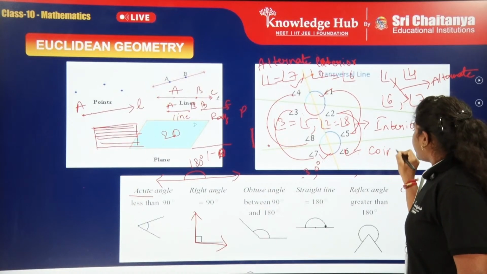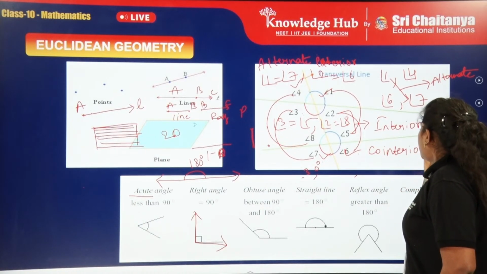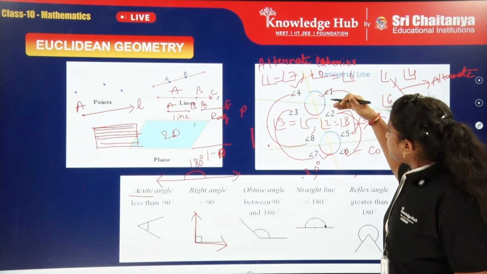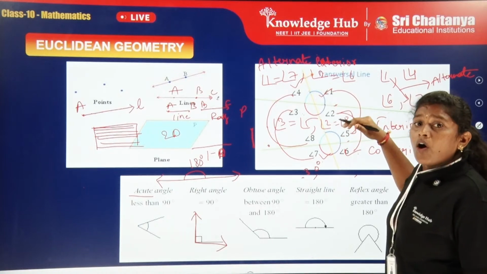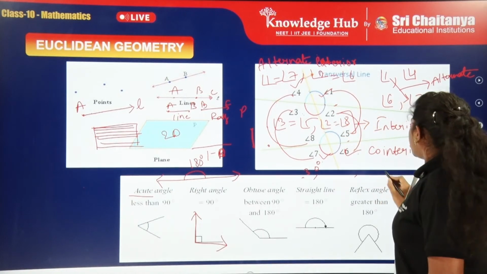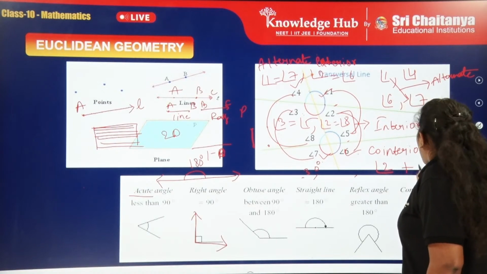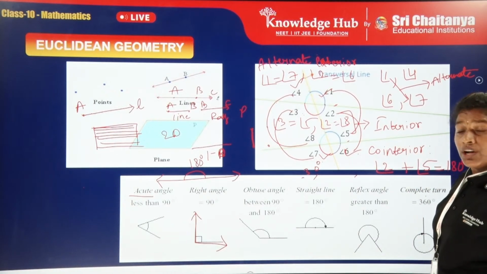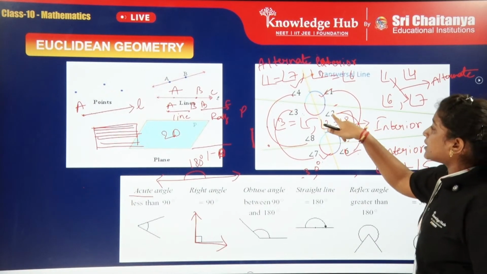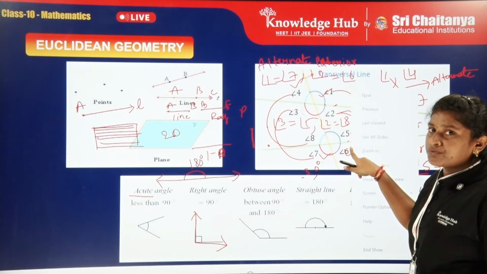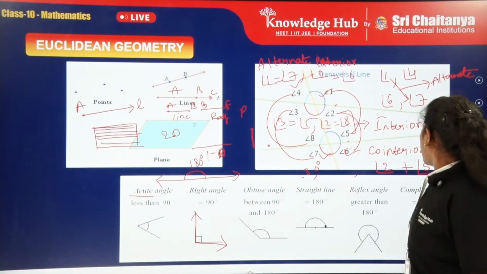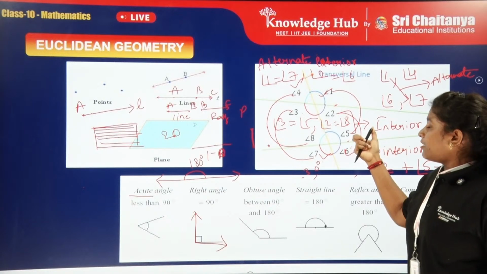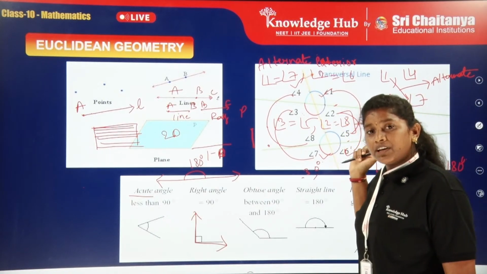Now, let's observe the co-interior angles. If you take one side of the transversal, we can observe that we have angle 2 and angle 5 on the right side of the transversal. They form the co-interior angles, and the sum of the co-interior angles will be equal to 180 degrees. Understood? So here the co-interior angles are angle 2 and angle 5, which form one pair, and angle 3 and angle 8, which form another pair. So from there you will get angle 2 plus angle 5 equals 180 and angle 3 plus angle 8 equals 180.